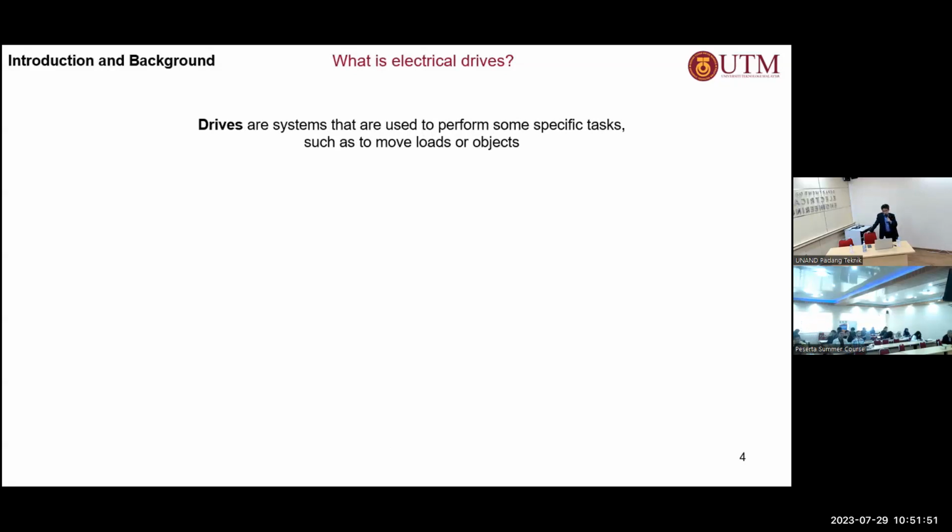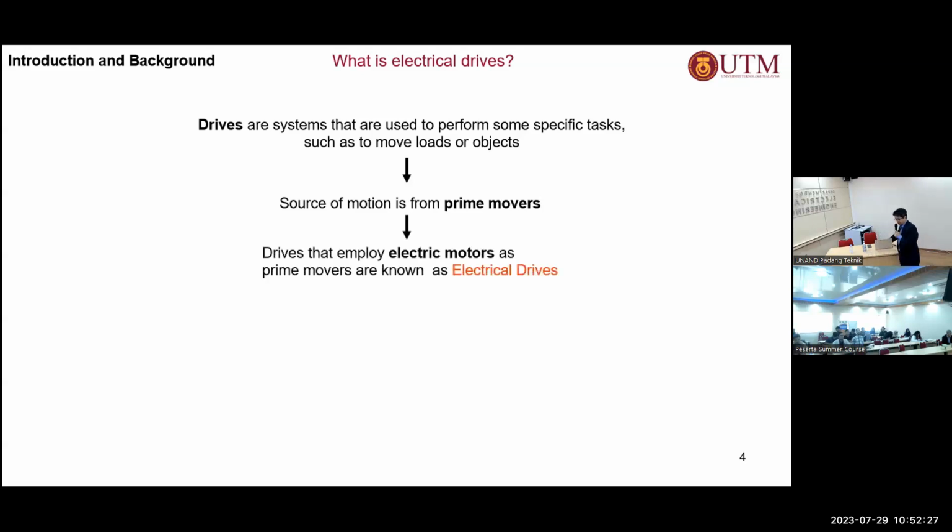Okay. So what is the drives? Let me just give a brief, general definition of the drive first. It is basically a system that you use to perform a specific task, like, for example, moving a load, lifting a load, something like that. Right? And then if you perform this mechanical task, then you have to have a prime mover, the source of where your motion is coming from. We call that prime mover. If the prime mover is an electrical motor, we call it electrical drives, right?